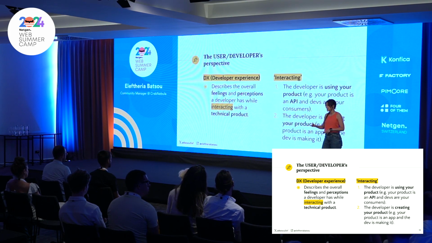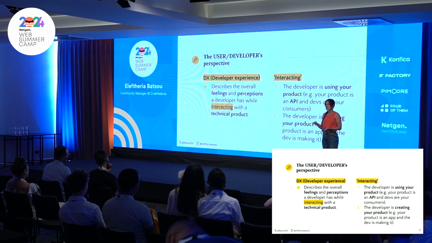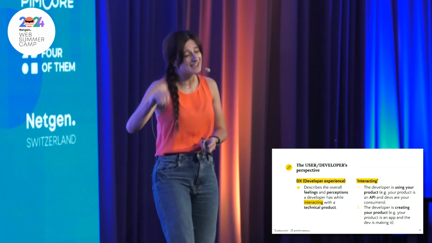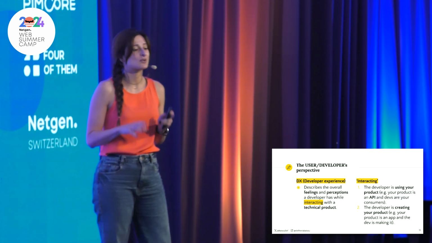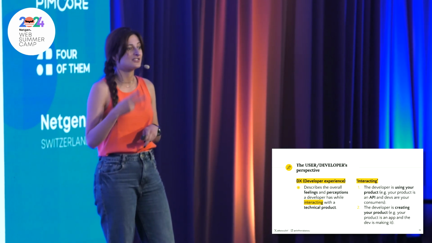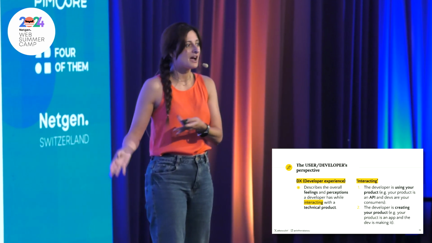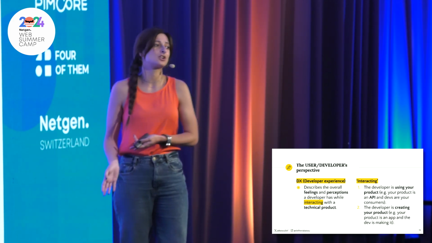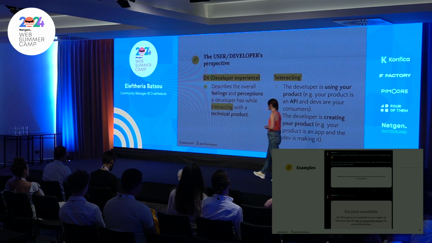And this is a little bit different because this time the user is the same person as the developer. And the thing here is how the user, the developer, interacts with the technical product. So the key word here is the technical product. And when we are saying interacting, this can have two meanings. It can be interacting like they're using an API, or they're creating a program, a service that another developer is going to use. So this time, we have two roles.